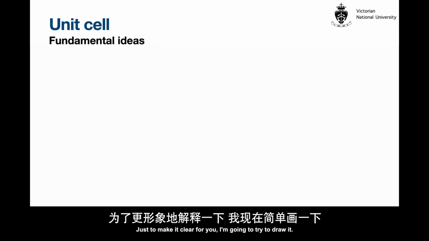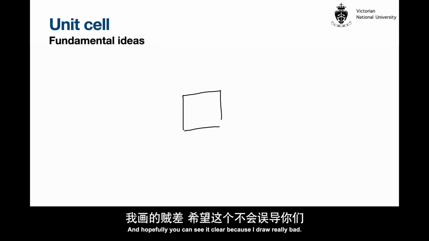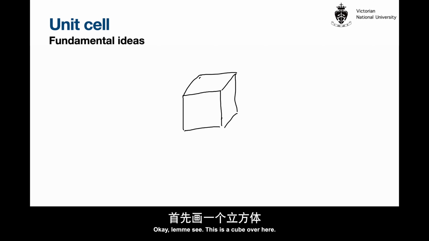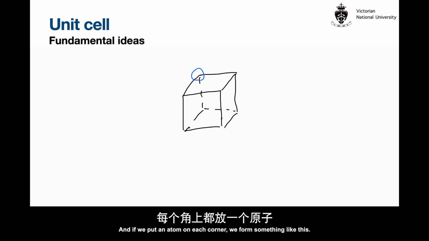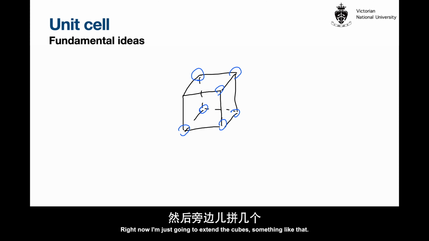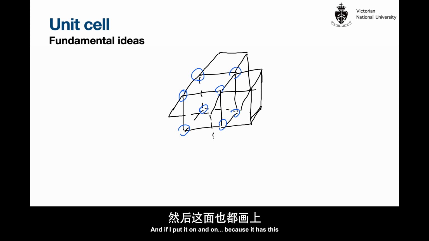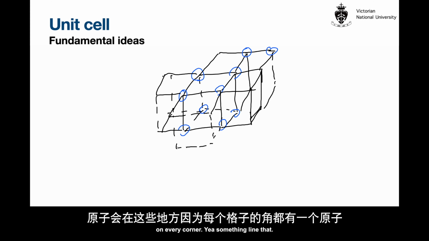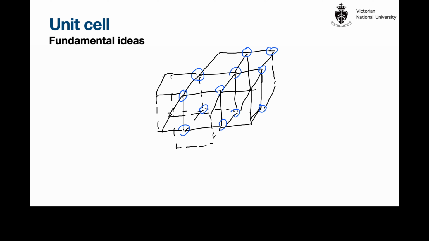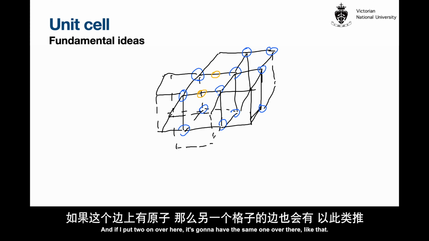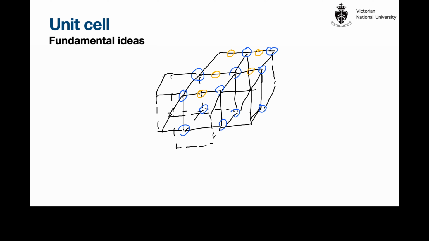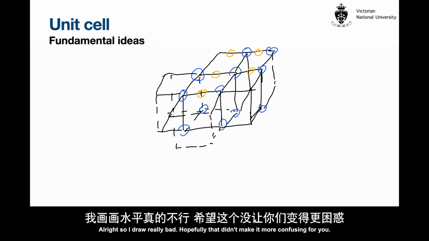Just to make it clear for you, I'm going to try to draw it, and hopefully you can see it clearly because I draw really badly. Okay, let me see. This is a cube over here, and if we put one atom on each corner, that forms something like this. Right now I'm just going to extend the cubes. Something like that. And since it has one on every corner, something like that. And if I put two over here, it's going to have the same one over there, like that. Alright, I draw really badly. Hopefully that doesn't make it more confusing for you.